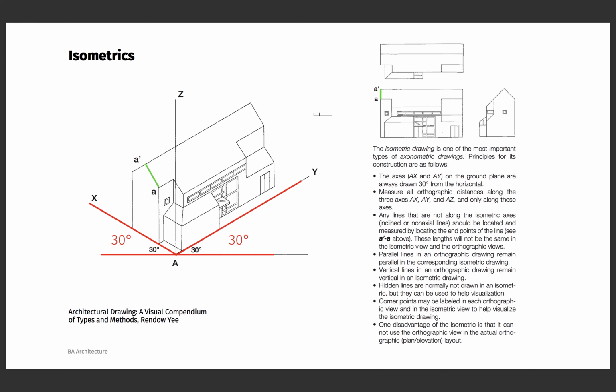So let's look at isometrics. And here's a Render use description of how to construct an isometric drawing and the priorities for that. Within this particular illustration, you can see a line that's AA here, it's green. And attention is drawn to that in this description to show that that is something that changes between the elevation drawing, which is at the top on the right, and the isometric drawing on the left.